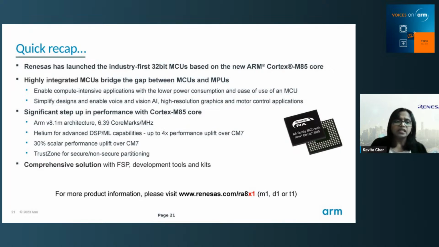Significant step up in performance with the Cortex-M85 core. Based on the Armv8.1-M architecture, we have demonstrated a 6.39 CoreMark per megahertz performance with these devices. I've talked about Helium for AI, ML, and DSP type tasks, 30% scalar performance uplift over the Cortex-M7. And of course, TrustZone and PAC/BTI for security. And then a comprehensive solution with a flexible software package and an entire suite of development tools and kits.